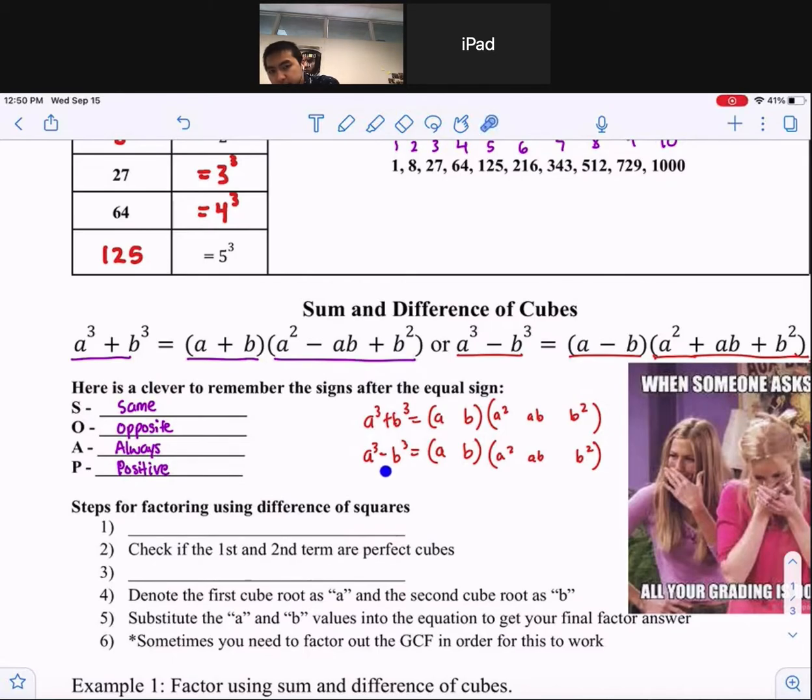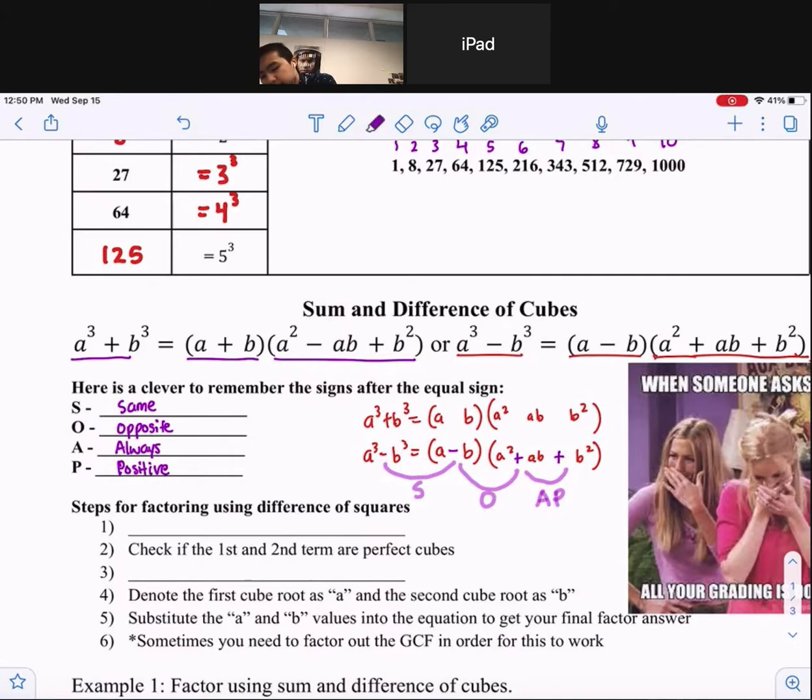Here, same sign, opposite. So the opposite of minus is plus. Always positive. And it works like that for both.